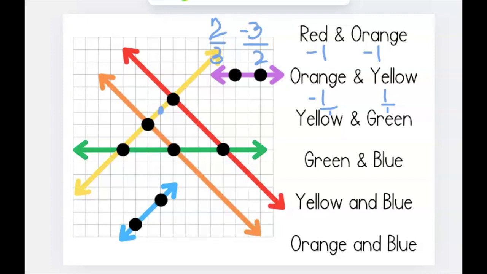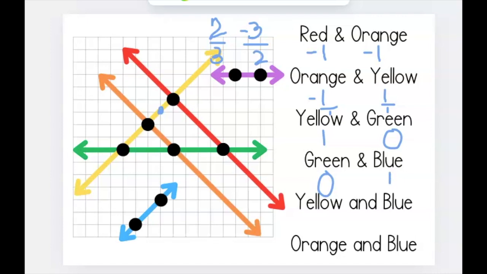All right, yellow and green. The slope of the yellow line is 1. The slope of the green line is 0. So those lines are intersecting. Those slopes have nothing to do with each other. Green and blue. The slope of the green line is 0. The slope of the blue line is up 2 over 2, which simplifies to 1 over 1, which also just simplifies to 1. And those slopes are not in any way related, so they are intersecting.